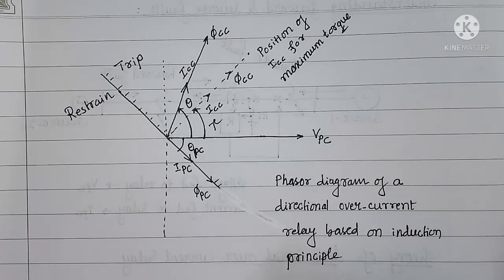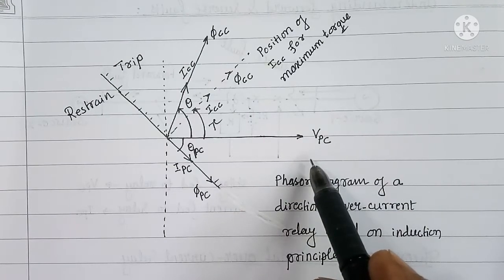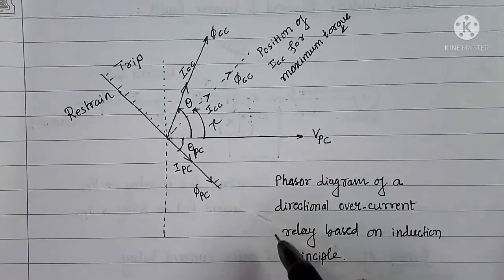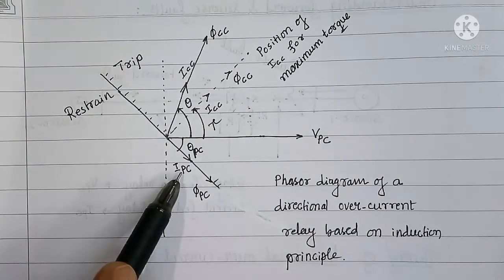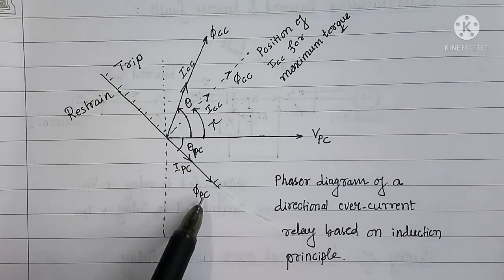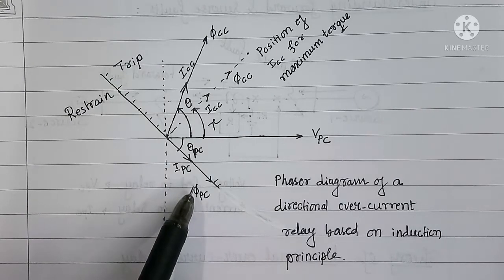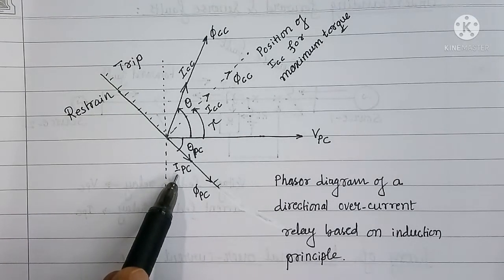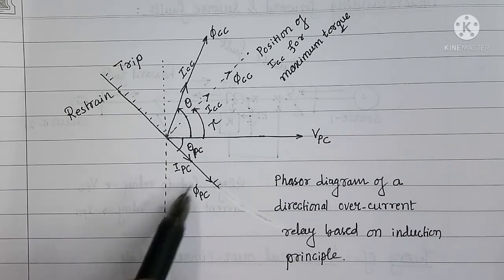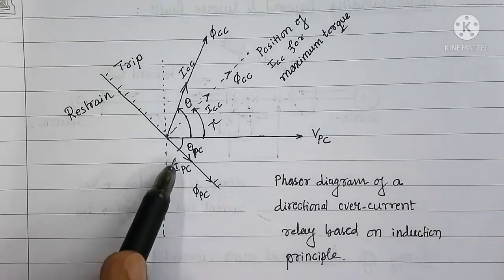Now here is the phasor diagram of directional overcurrent relay based on induction principle. Voltage applied to the pressure coil of relay is taken as a reference, that is VPC is reference. Current through the pressure coil is IPC. It lags the pressure coil voltage by an angle of theta PC. Flux produced by the pressure coil is proportional to and in phase with pressure coil current IPC. So we have shown phi PC in phase with IPC.